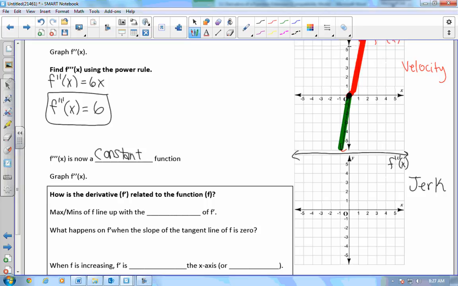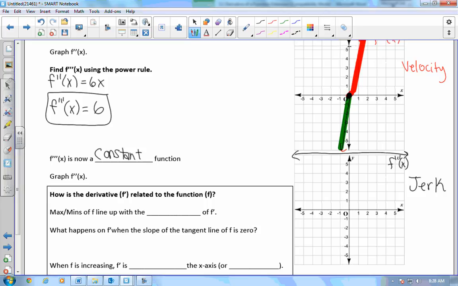Now, does it make sense that this is all above the x-axis? Does it make sense that f triple prime is completely above the x-axis? I don't know, because what do you mean by that? Look at the velocity. Is the velocity increasing the entire time? So it's always positive. So above the x-axis is always positive. So it does make sense for it to be completely above the x-axis.